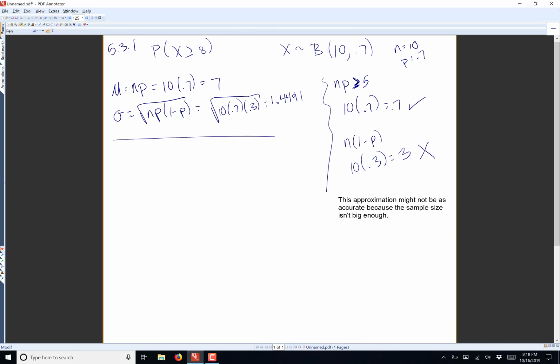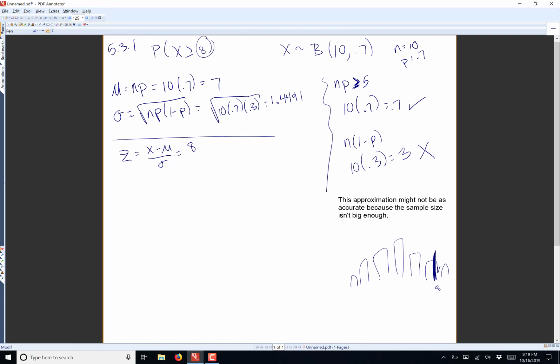Next step when you do a normal distribution is to standardize. So z is always equal to x minus the mean over the standard deviation. So the x we're interested in is 8, so we'll put in 8. But now remember, this was a binomial distribution, so it's something discrete like this. We don't actually have all of the values. So if this is 8 right here, to find a probability, we always add or subtract 0.5 to make our area bigger.